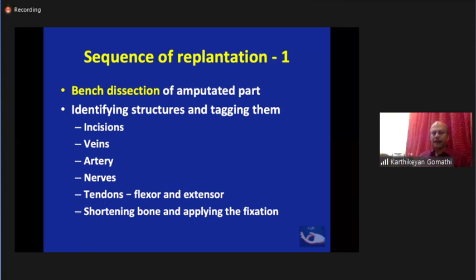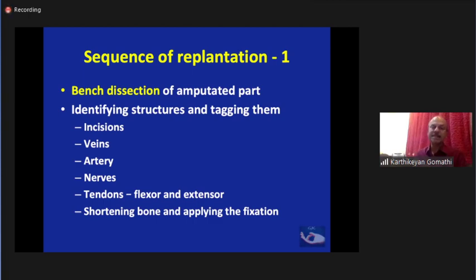If you manipulate the hand or amputated part and try to dissect the other structures, by the time you look for the vein, the blood has all been emptied out. You cannot identify the veins. So the veins are identified first, then the arteries identified, then the nerves are identified and tagged. You can put in a stitch to mark it. Then the tendons, the flexor and extensor are identified, and the bone is next shortened. You can shorten the bone.